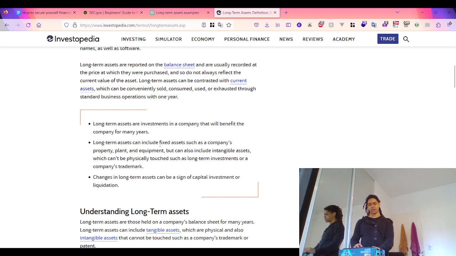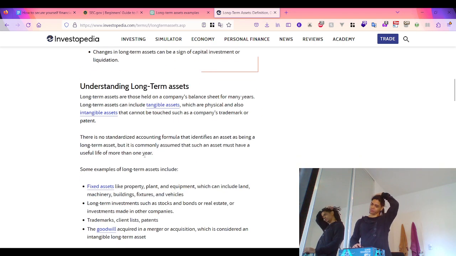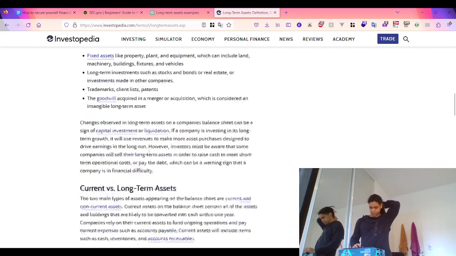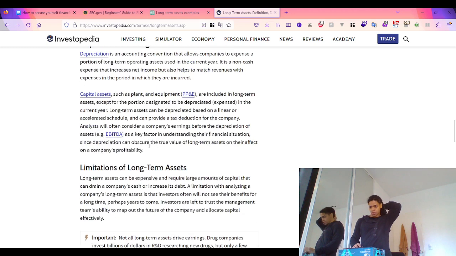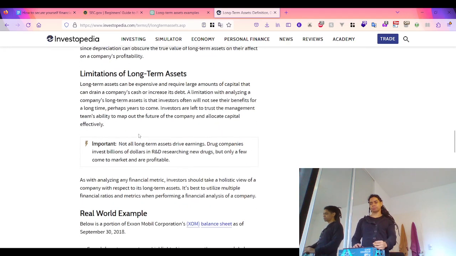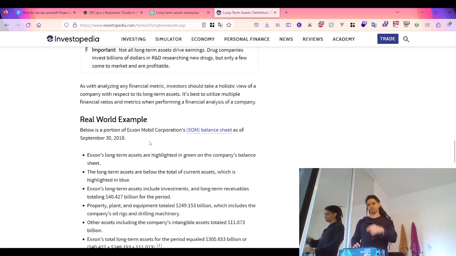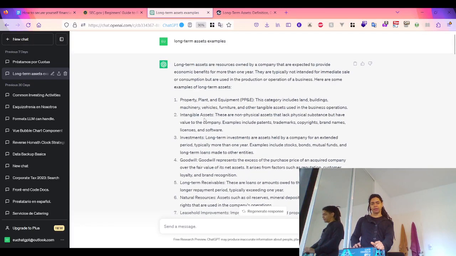And long-term assets can include fixed assets. A change in the long term can be a sign of capital investment or liquidation.